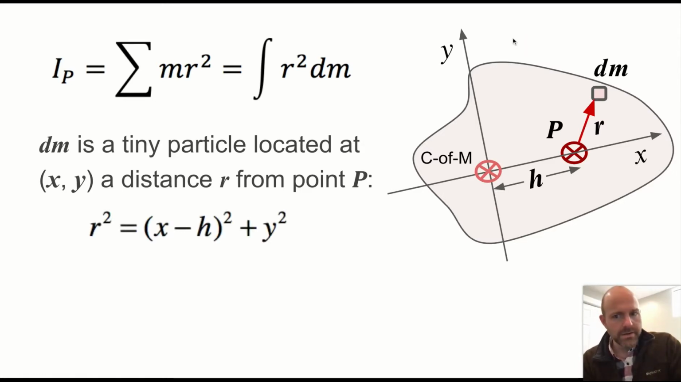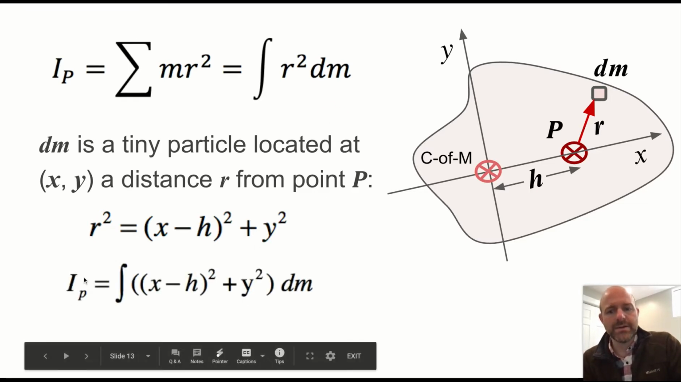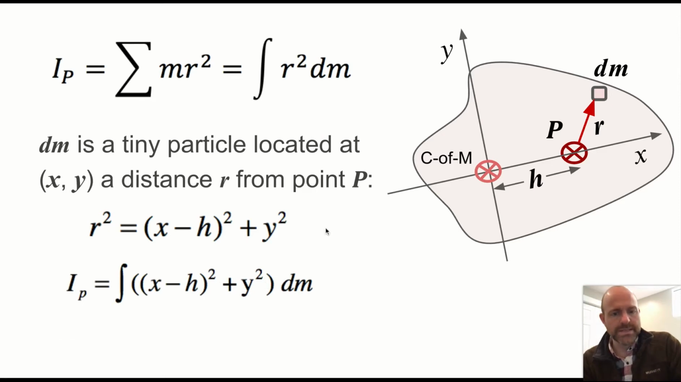R squared, the square of the distance from the pivot point we care about, is just x minus h squared for the x coordinate plus y squared for the y coordinate. This is the Pythagorean theorem again. And so we can integrate all of this with respect to dm. Of course, dm doesn't really do us any good.